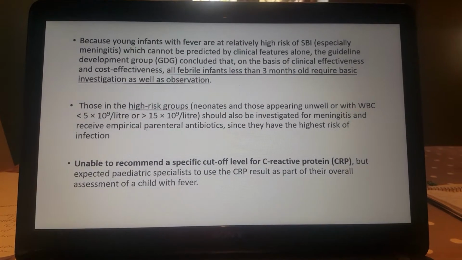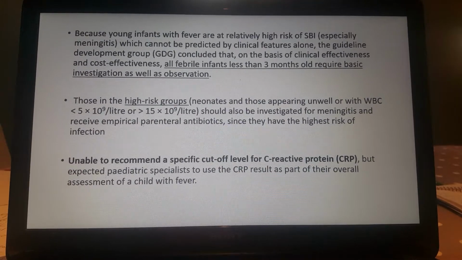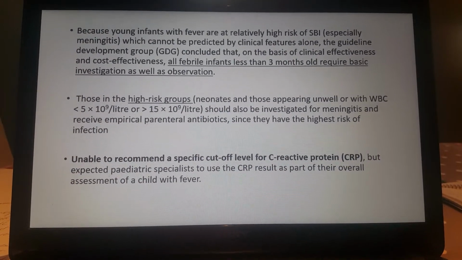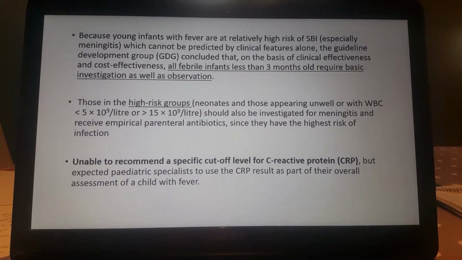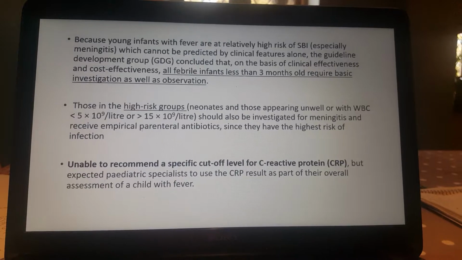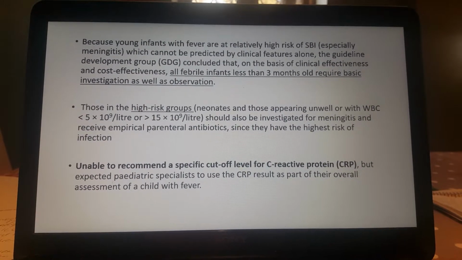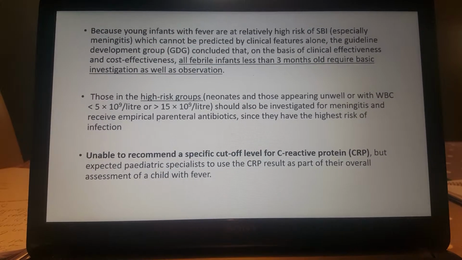Disappointingly, as is one of the bugbears of paediatricians, they were unable to recommend a specific cut-off value for a CRP in terms of either treating or investigating further with a lumbar puncture. But they expected paediatric specialists to use the CRP result as part of their overall assessment of a child with fever.